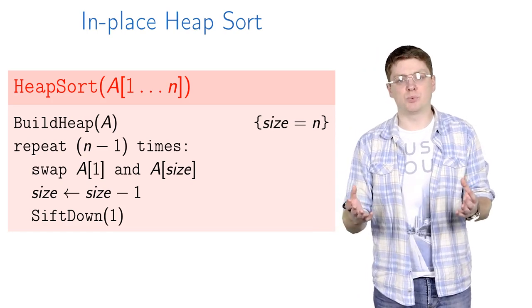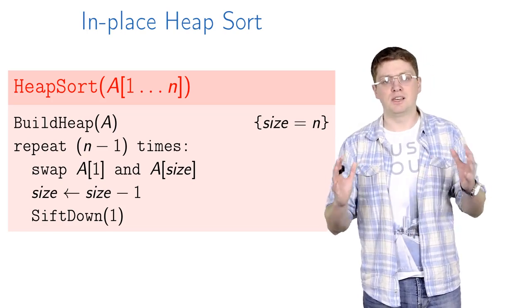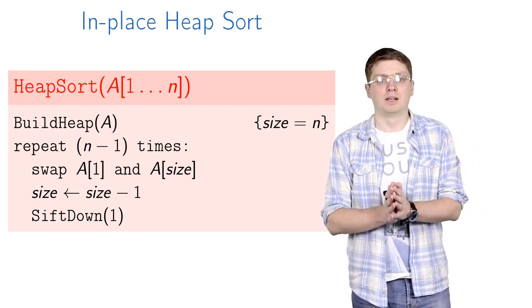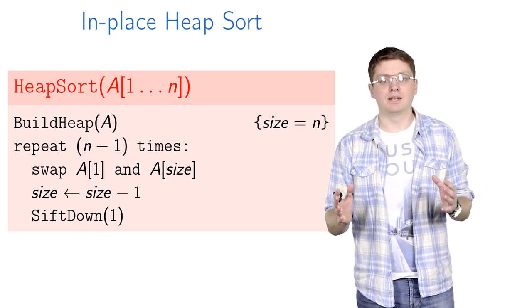In practice, quick sort is usually faster. It is still faster. However, the heap sort algorithm has worst case running time n log n, while the quick sort algorithm has average case running time n log n.